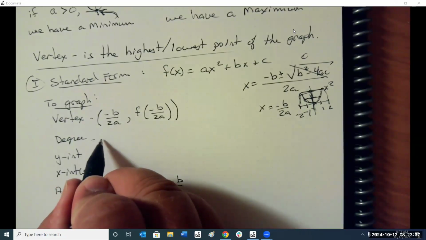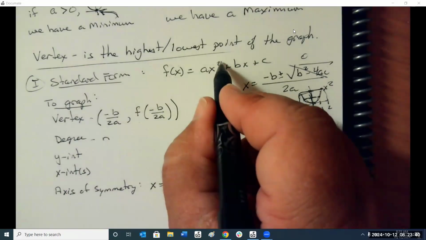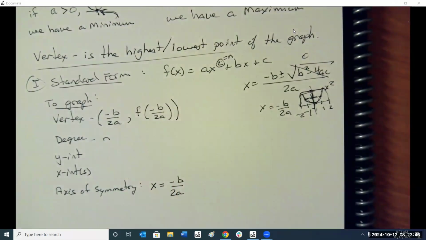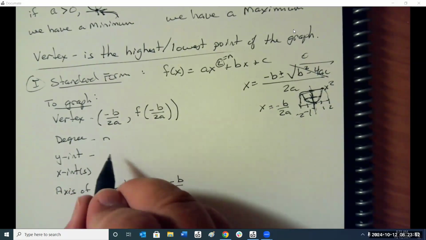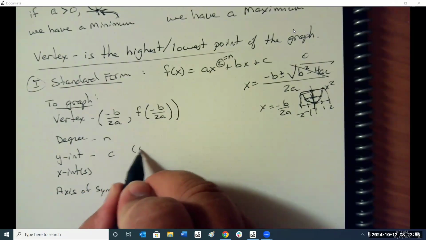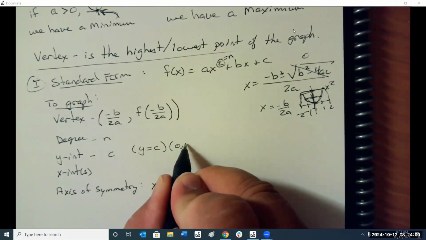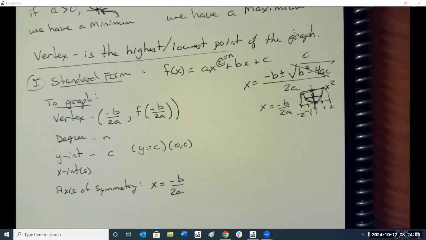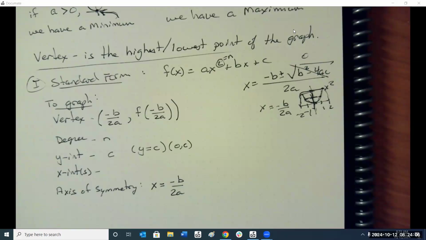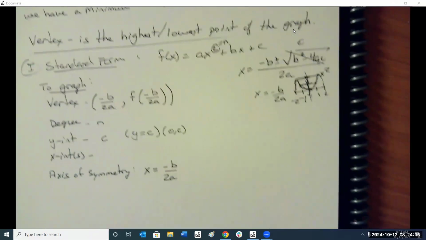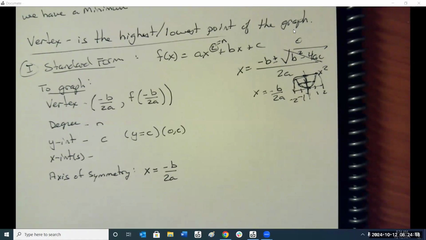The degree, that's the largest exponent, usually an n. For larger equations, we'll talk about that next chapter. The y-intercept is a constant. So y equals c at the point (0, c). The x-intercepts, we did that earlier this chapter. We learned how to factor, how to complete the square, how to use the quadratic formula. So that's how we find the x-intercepts. Okay, so let's look at some examples here.